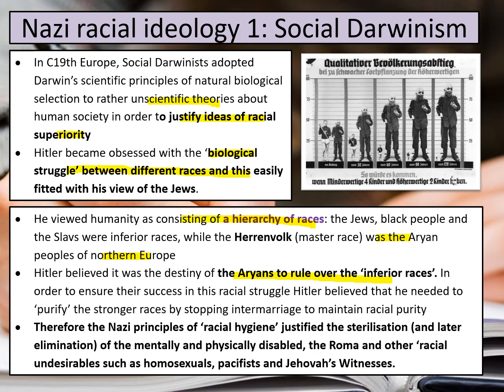However, in order to try and ensure their success in this war of racial struggle, as he saw it, Hitler believed he needed to try and purify the stronger races by stopping intermarriage and trying to maintain racial purity. Therefore, the Nazi principles of racial hygiene justified policies like their sterilization and then later policies of euthanasia against the mentally and physically disabled, the Roma, and other people that they saw as racially undesirable.